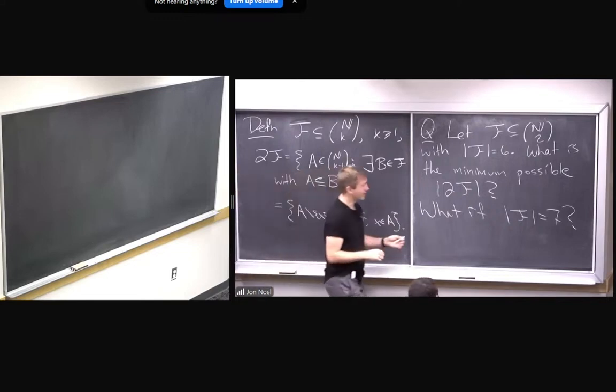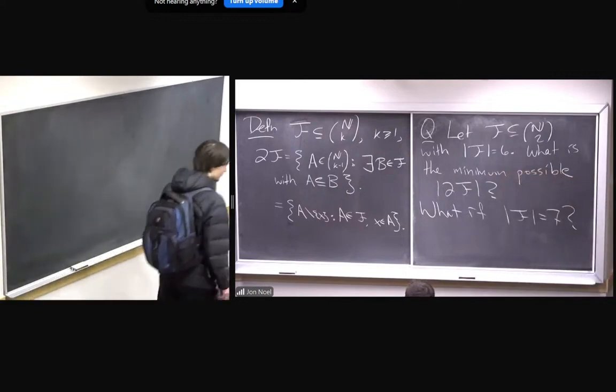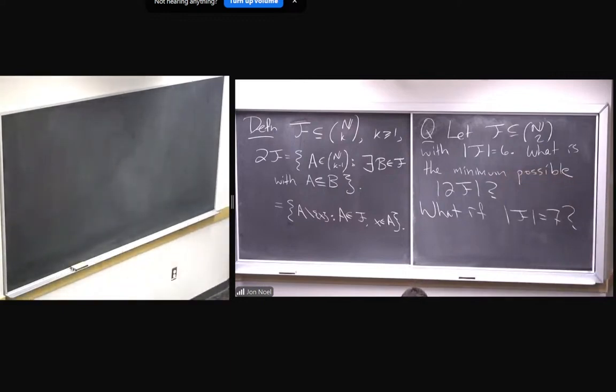Did anyone get a chance to think about this warm-up problem? Take a bunch of pairs. So this is just the case k equals 2. Basically, what we're going to be addressing here is, you have a collection, and you want to say, what's the minimum possible shadow that you can achieve? So this is the simple case where k is 2.